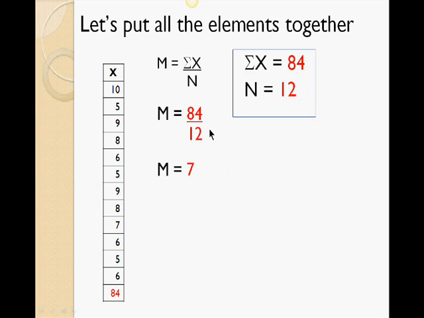So here we have the summation of X is 84. We have an N of 12, and so we divide 84 by 12, and that gives us 7. So putting everything together, for this set of numbers, our mean equals 7, or the average of these 12 numbers is 7.